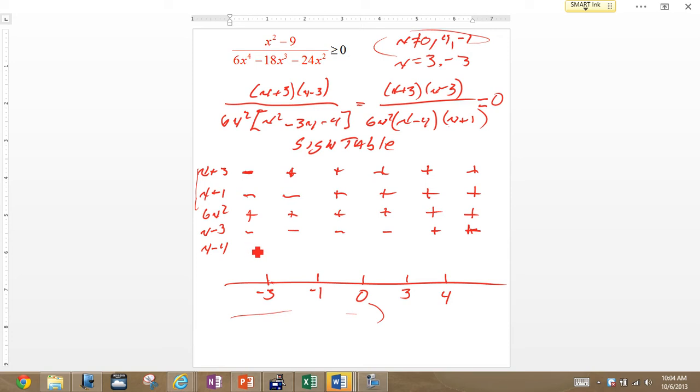We're trying to streamline this sign table progression. And lastly, x minus 4 will be negative all the way up till it hits 4. So it's negative there, positive there, and that's where it transitions. So it's negative in all these regions. Now the sign table is generated.